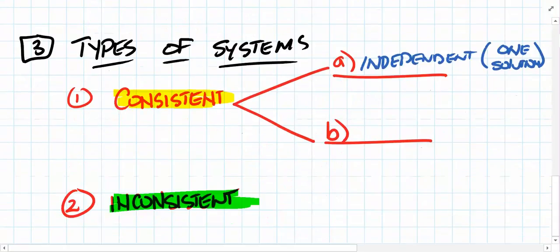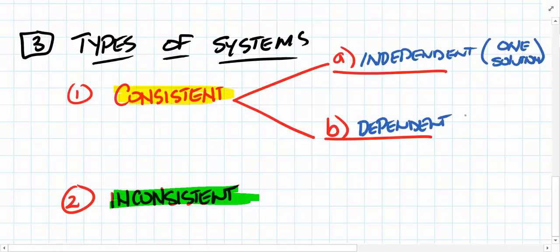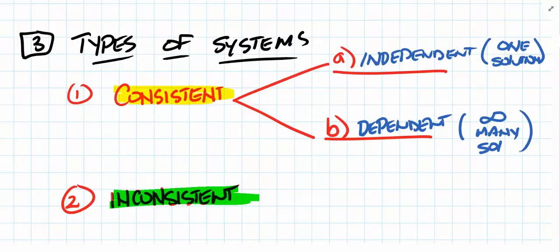Now, there's another option. It could be a consistent system, but it could be a dependent system. And that means that there are infinitely many solutions, and we will take a look at one of these in a minute. So the first idea you have to understand, there's two types of systems. It could be consistent or inconsistent. If it's consistent, it can be subcategorized as independent or dependent, depending on whether or not there is a solution to the system. I will give you an example of each in a second. Now, the other one is inconsistent. If it's inconsistent, we just say that there's no solution.